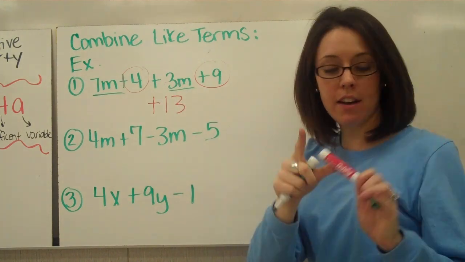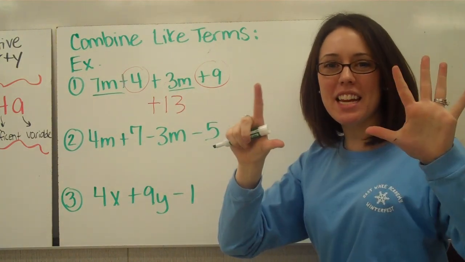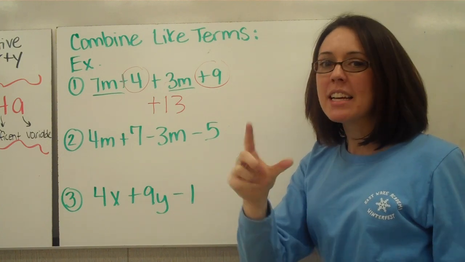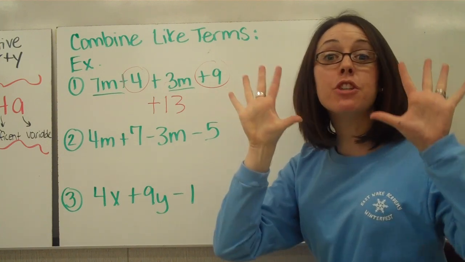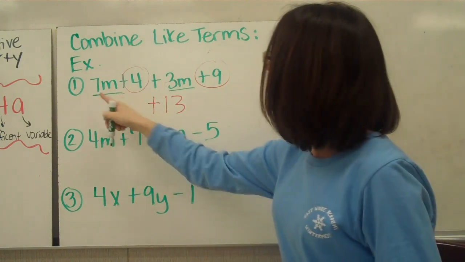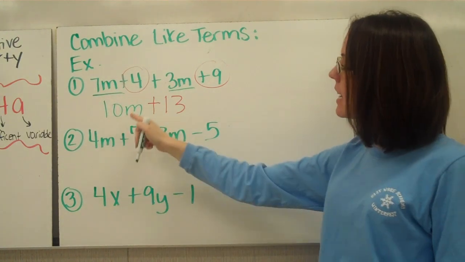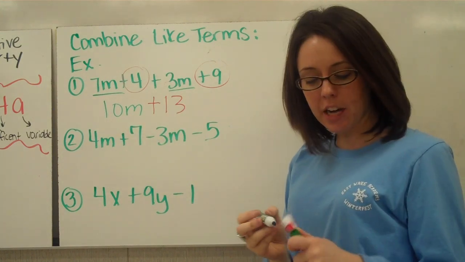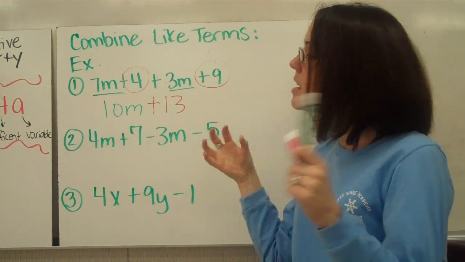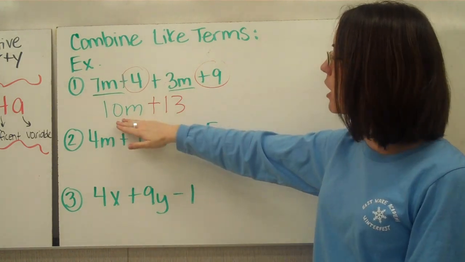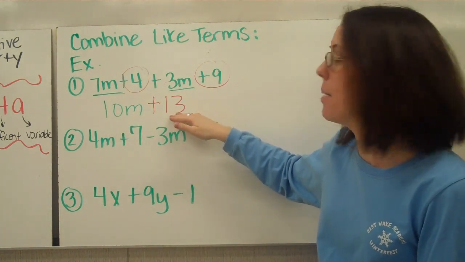So if you have 7m and you add 3 more to that, 7 plus 3 gives you 10m. We have 10m plus 13. That is our answer, believe it or not. You cannot combine 10m and 13 because here we have a variable, here we just have a constant, a number.